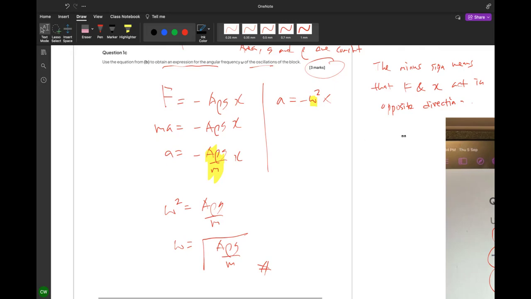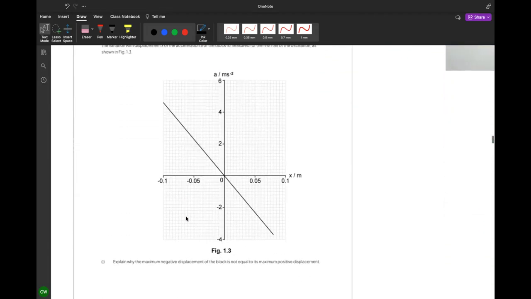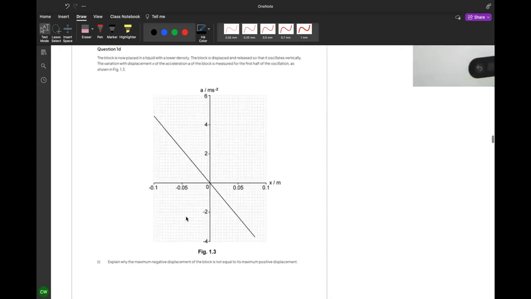Okay, now you know why already. You might learn from mistake. It's not the frequency. This one is omega square equal to this thing. Okay.